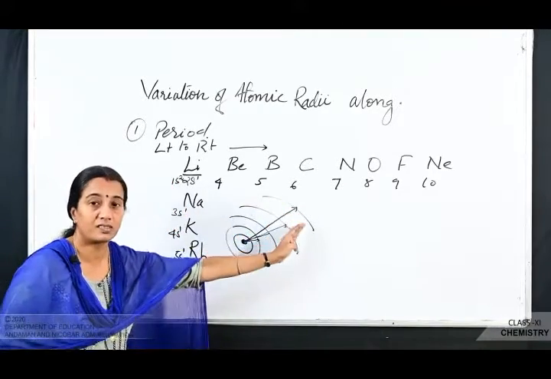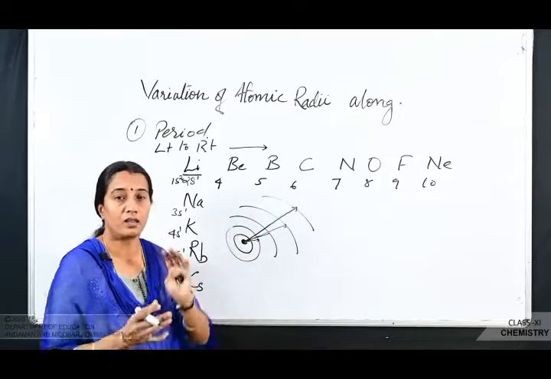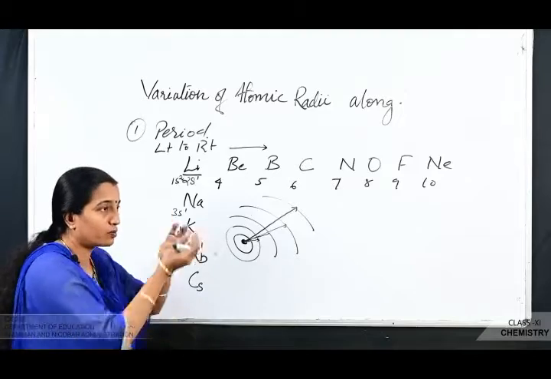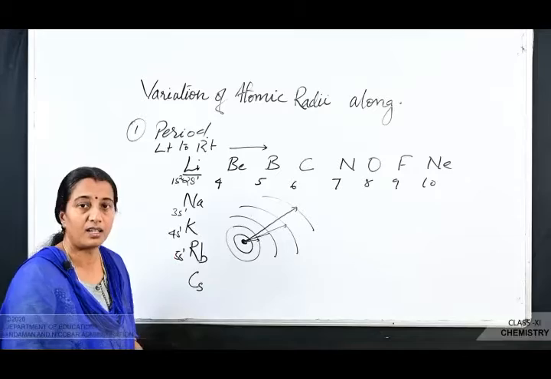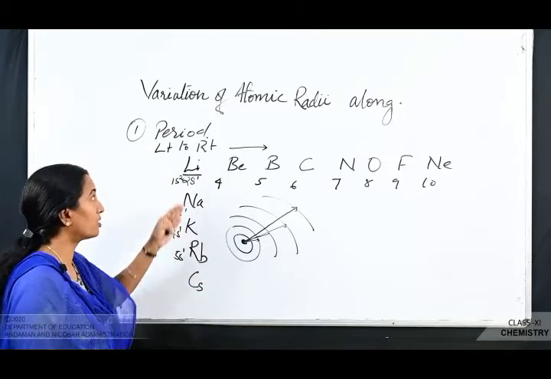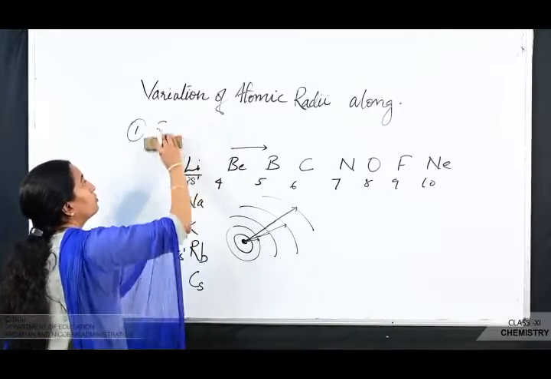If the distance increases between the nucleus and the outermost electron, the pull decreases. If something is pulling us, the size decreases, but here the pull decreases, so the size will increase. So when we move from top to bottom, when we are using the word group, we should use the words top to bottom.